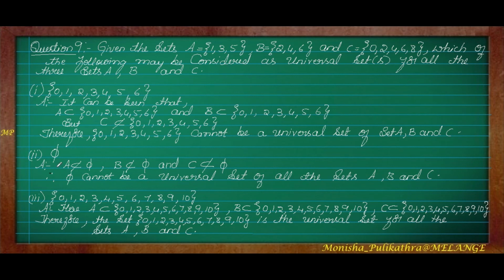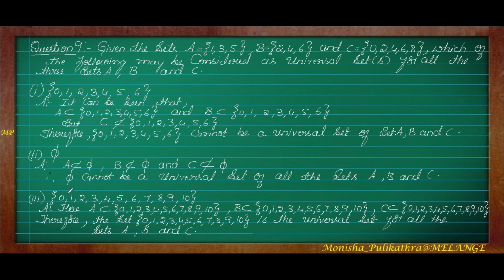It is a null set. Null set means empty set. Here already in sets A, B and C, elements are there. If elements are there, these are not the null set, right? So A is not a subset of null set, B is also not a subset of null set, C is also not a subset of null set. If not even a single set is a subset of null set, then null set cannot be a universal set for all the sets A, B and C. Moving on to the third question.